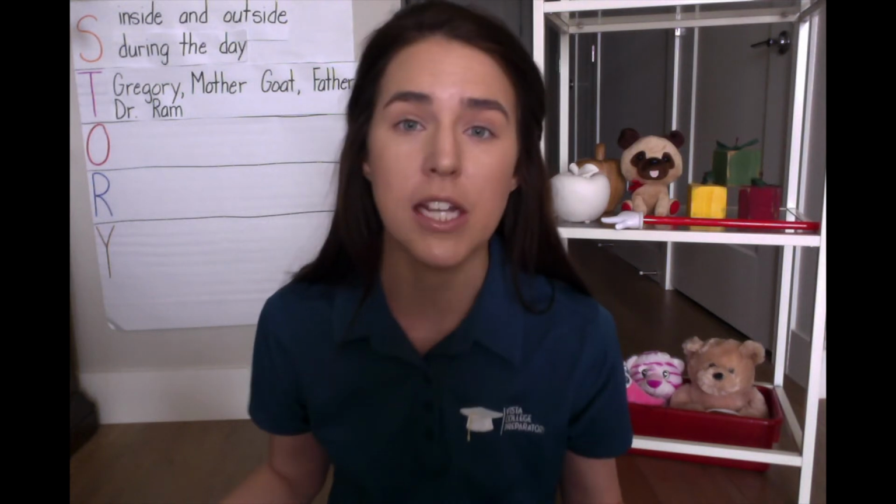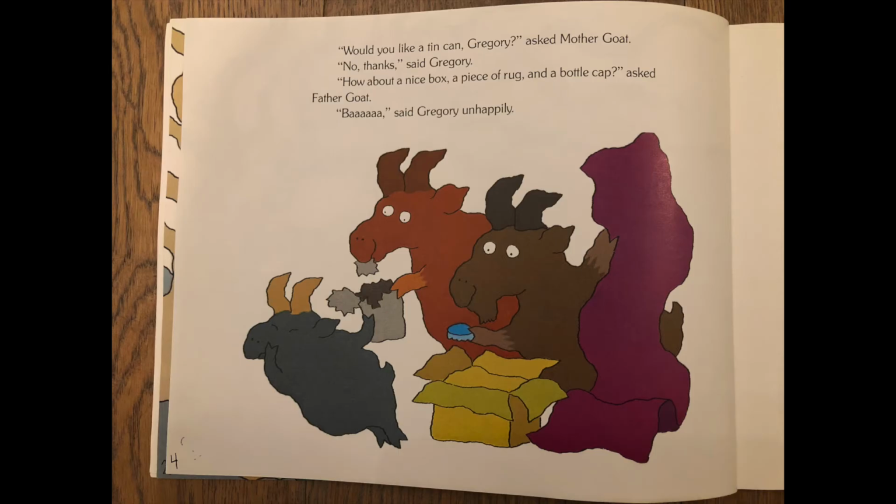I'm looking in the text on page 4. On page 4, it says, would you like a tin can, Gregory? Asked Mother Goat. A tin can. Is that healthy food or junk food? Yeah, that comes from the junkyard. That's not healthy food like Gregory likes to eat. And I noticed that when Father offers him some food, it says, how about a nice box, a piece of rug, and a bottle cap? We talked about how those are the things that Father's offering him. Now I need to ask myself that too. Are those healthy things or is that junk food as well? Yeah, that's junk food as well. So what do you think the problem is that Gregory is facing? What does he want or need, but he cannot have?